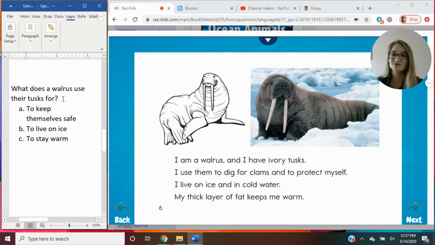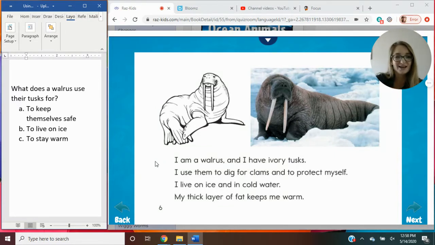So I know you guys are all smart. So what I would do if I was smart, which I think we all are, is I would listen again and really listen out for the word tusk. So what does a walrus use their tusks for? Listen again to the reading. I am a walrus and I have ivory tusks. Ding, ding, ding, listen. I use them to dig for clams and protect myself.